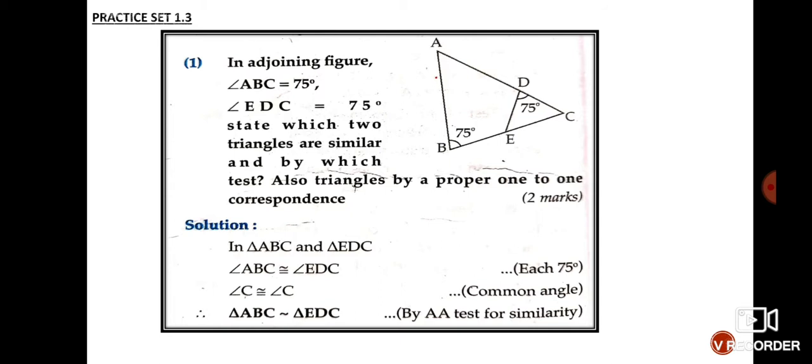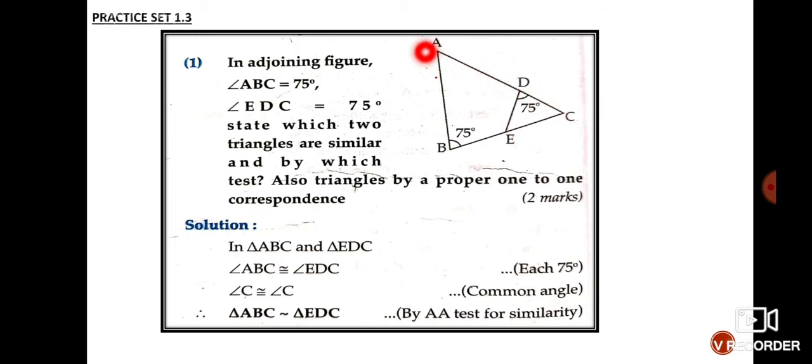Now let's go to exercise 1.3, the first sum. Observe the figure very carefully and let's read the sum. Now in the adjoining figure, angle ABC is 75 degrees. Angle EDC is also 75 degrees. State which two triangles are similar and by which test, also write the triangles by a proper one-to-one correspondence. Okay. Now let's consider the two triangles.